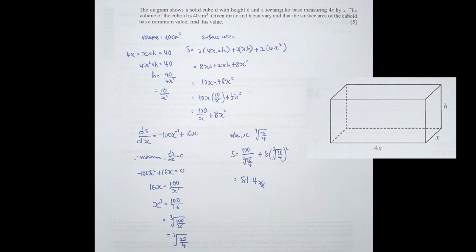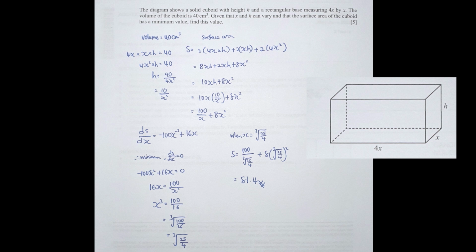As for part C here, the volume is 40 cm cubed. You get this 40 cm cubed by taking 4x multiplied by x multiplied by h. So your h result should be 40 over 4x squared, which is 10 over x squared. As for your surface area, you're basically calculating everything: 4x times h times 2, because there are 2 sides that repeat; x times h times 2, because there are 2 sides as well; and the last one, 2 times 4x squared. So through this arrangement, you should be getting 10xh plus 8x squared.